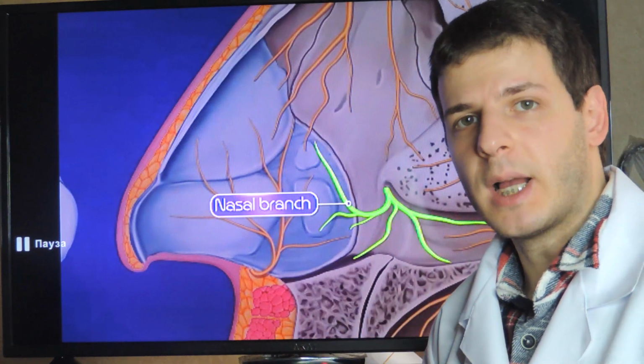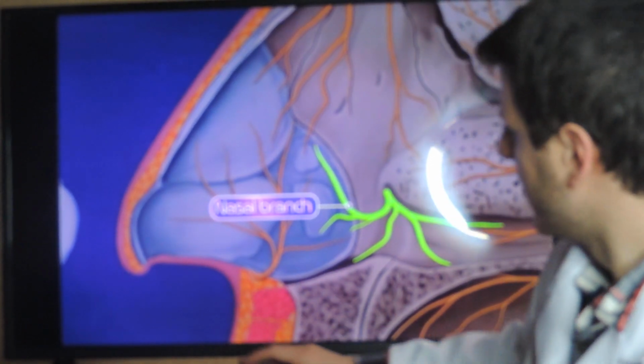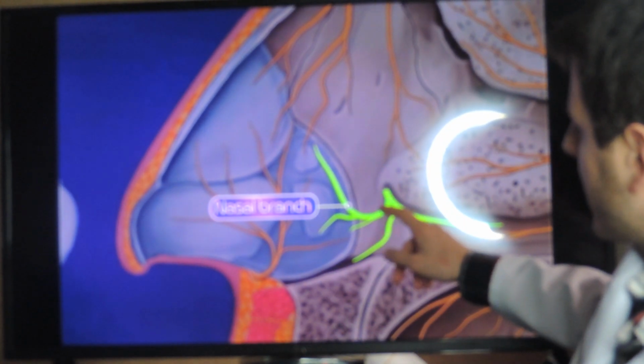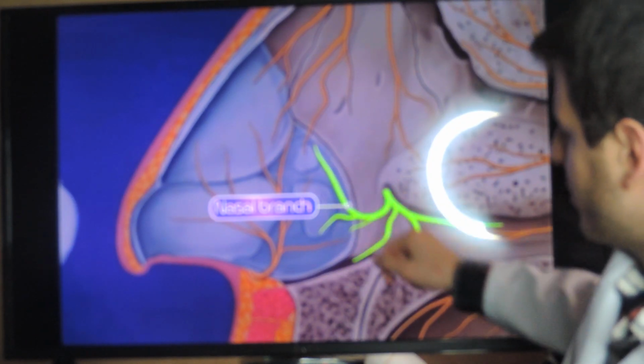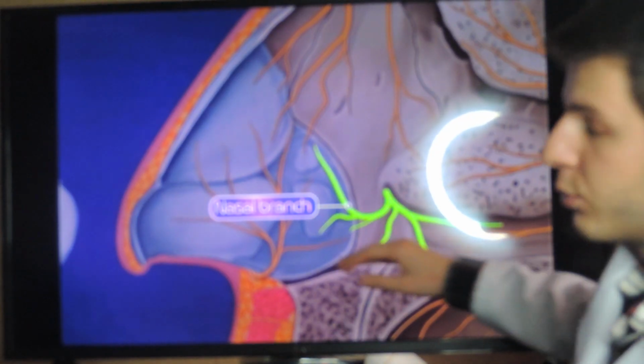This graphic shows us the nasal branch of the superior alveolar nerve, which enters into the nasal cavity and supplies the mucous membrane, also the septum of the nose and the floor of the nasal cavity.